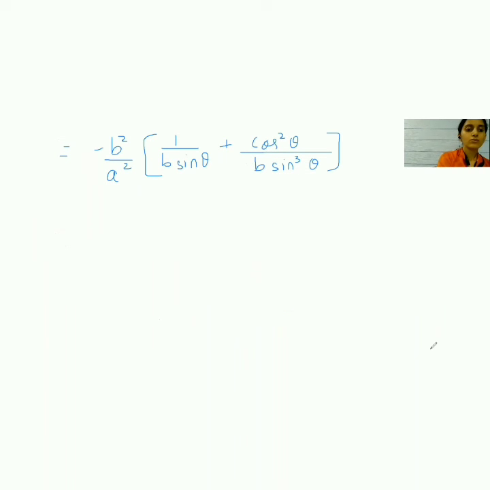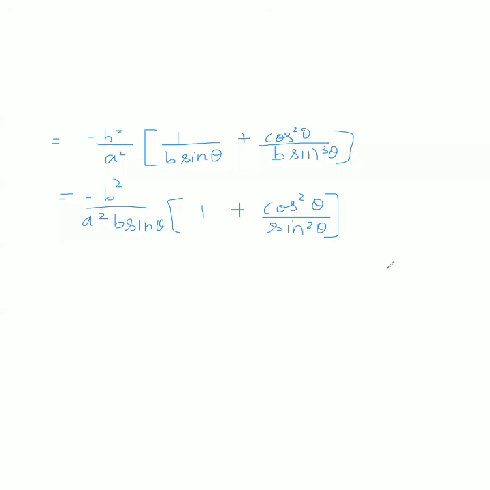Now I can take b sine theta common. So I'm going to get minus b square upon a square, b sine theta common. What am I left with over here? 1 upon, 1 plus, what is cos square theta upon sine square theta? It is cot square theta. So minus b square upon a square, b cancels out here, so we're left with only one b, so we have a square sine theta, 1 plus cot square theta.